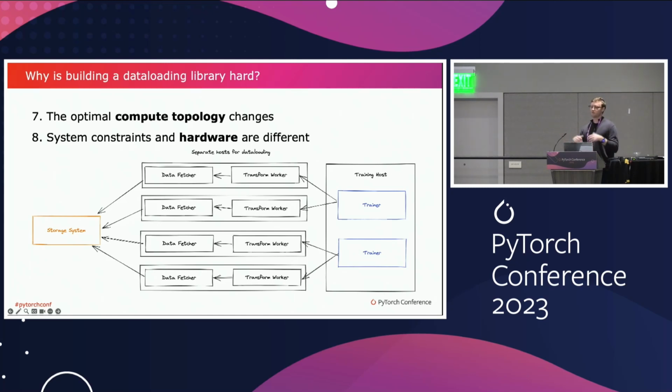For example, we might keep transforms in our training host, but scale out our data fetches. So the optimal compute topology, where to run your fetching and transforms, depends a lot on the cost of fetching and transforms in terms of the CPU compute cost and memory required and required ingress and egress network bandwidth. It can depend on your model. If your model's CPU bound, then you may run into this contention really easily. And it also depends on the hardware that's available, and this changes from user to user.